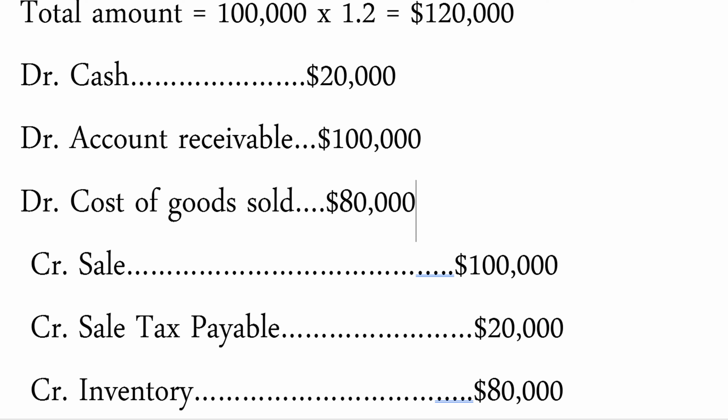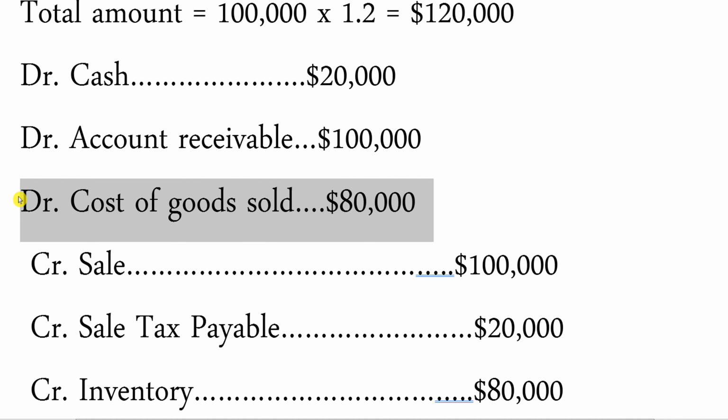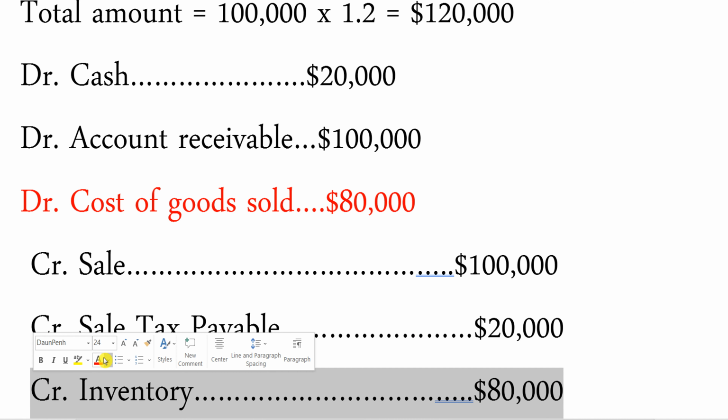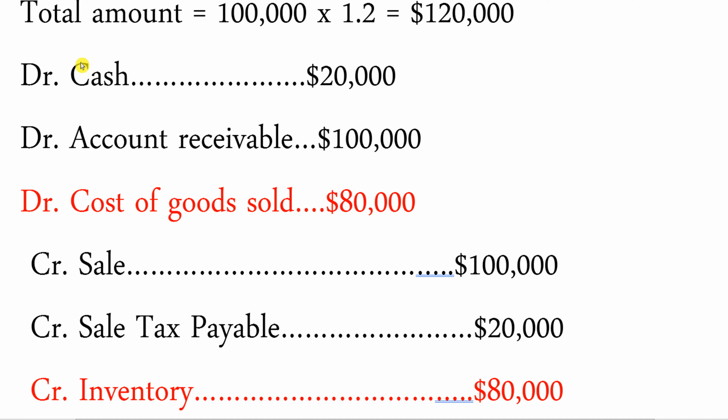We know that cost of goods sold is debited with inventory credited, and cash and account receivable are debited with sales and sales tax payable credited.